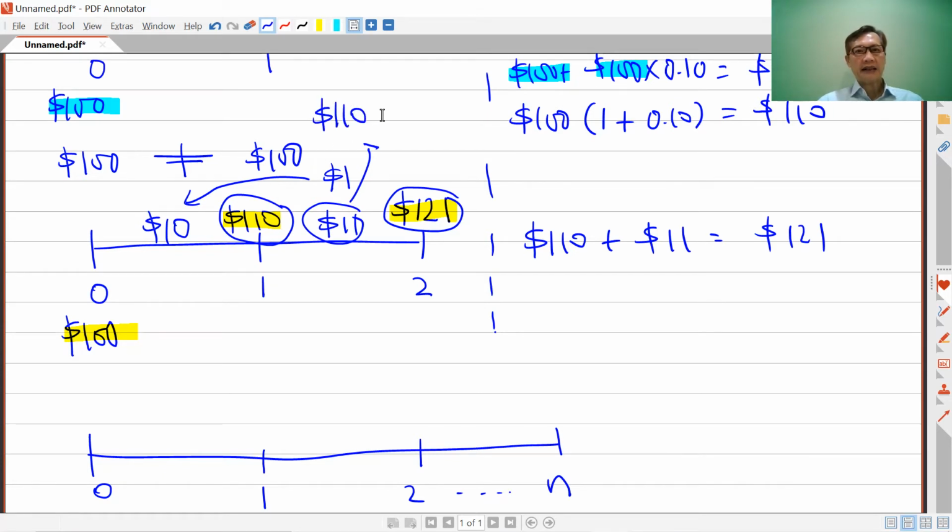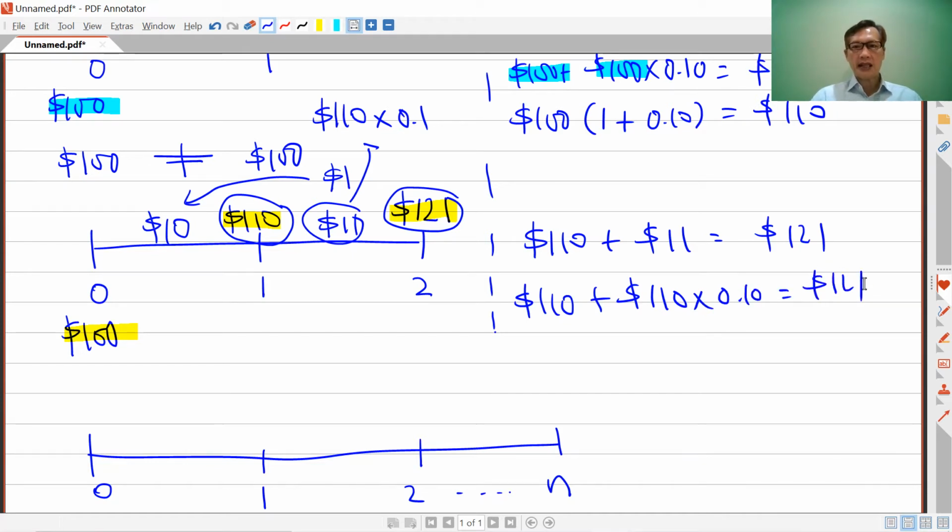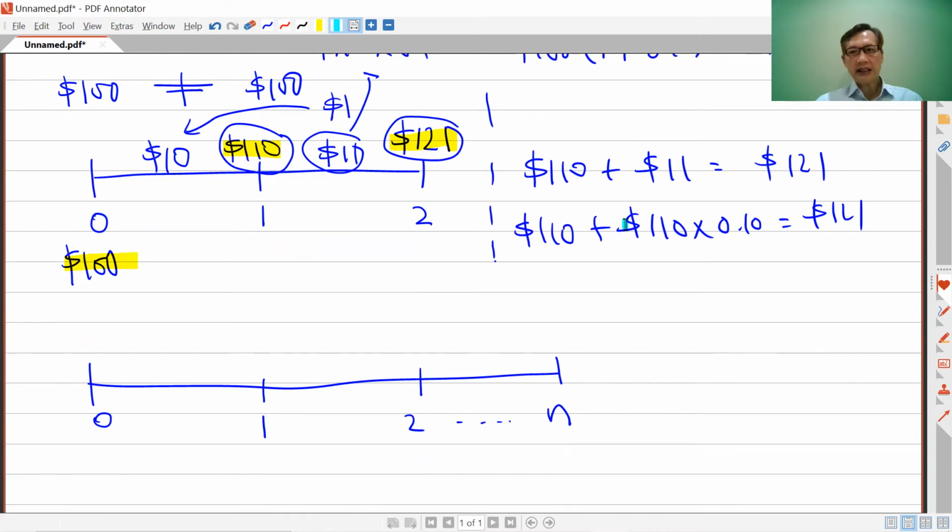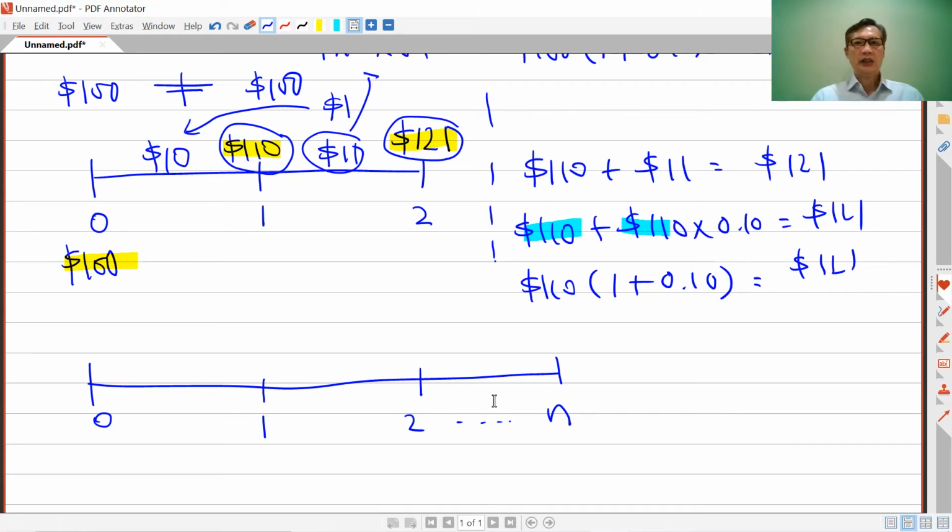110 at the end of 1 year, and then multiply by 0.1, you have $11. Put it back again. This is 110, and this is also 110, multiplied by 0.1, 121. So again, we can factor out this 110. The first one is a 1, and then you plus the 0.1, that's where you have, at the end of 2 years, the 121 here. So you can see we go by step.